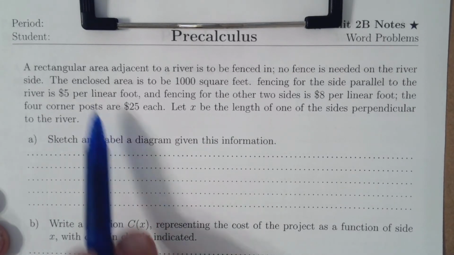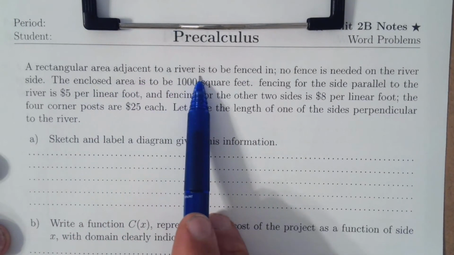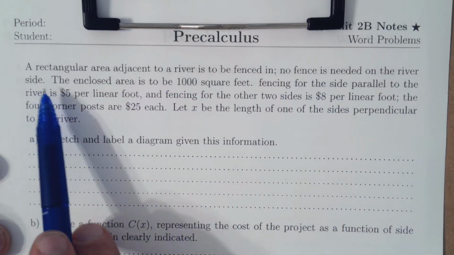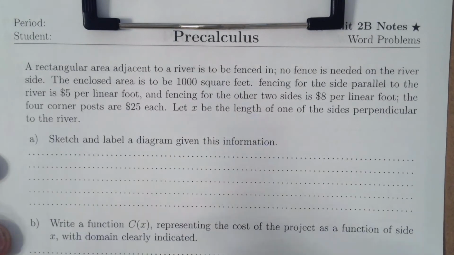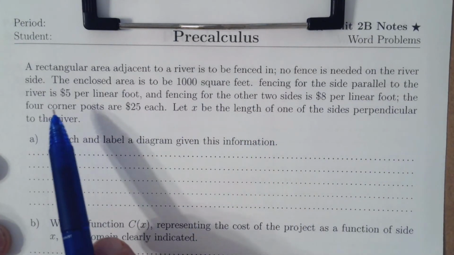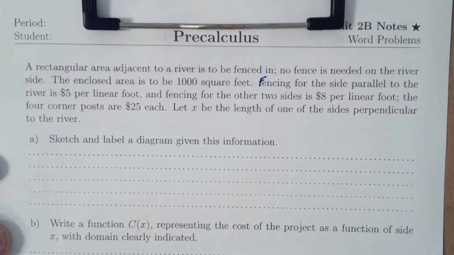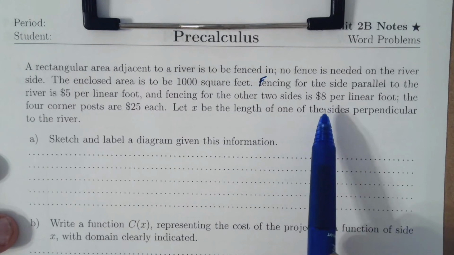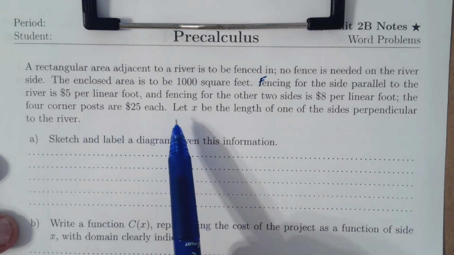Okay, we have a problem here that tells us about a rectangular area adjacent to a river and it's to be fenced in. No fence is needed on the riverside. The enclosed area is to be 1,000 square feet. Fencing for the side parallel to the river is $5 per linear foot. Right, I could make sure I capitalize that. And fencing for the other two sides is $8 per linear foot. The four corner posts are $25 each.